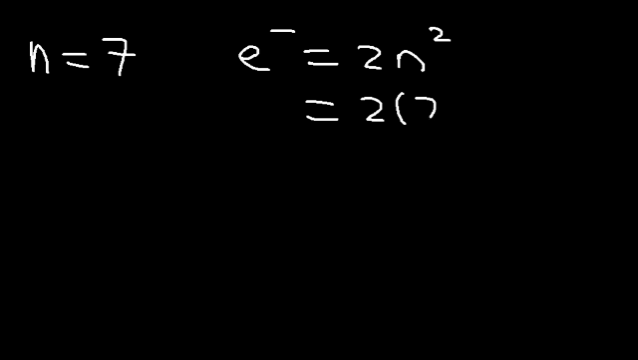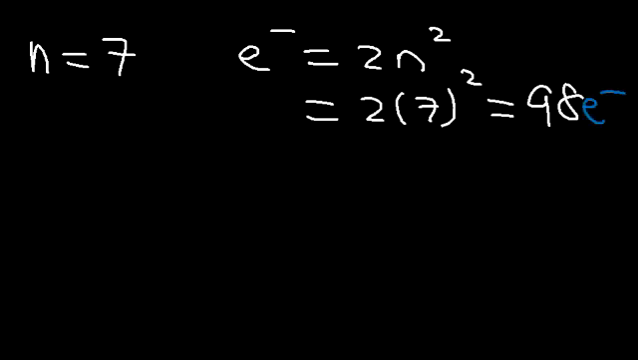So knowing that, what is the maximum number of electrons that can be in the n equals 7 energy level? The electrons is equal to 2n squared. So 2 times 7 squared is 49 times 2 is 98. So the 7th energy level can hold a maximum of 98 electrons.